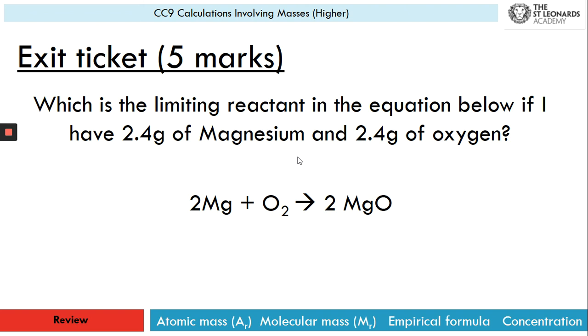Have a quick go at the exit ticket. As I said, this is now a 5-mark question. Which is the limiting reactant in the equation below if I have 2.4 grams of magnesium and 2.4 grams of oxygen? So have a look. How would you work that out? Pause the screen if you need to, and I'm going to move on and go through this with you.